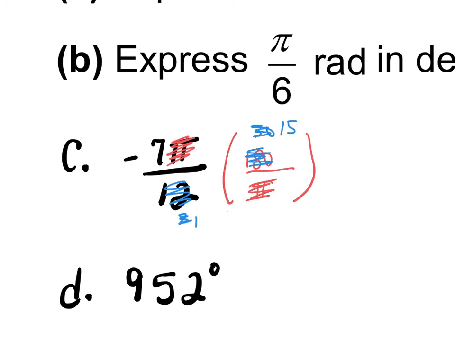So now the only thing I'm left with is negative 7 times 15, which is what? Negative 7 times 15. What is it? Yep. What kind of 105? It's negative 105 degrees. To convert from one to the other, it's either pi over 180 or 180 over pi.